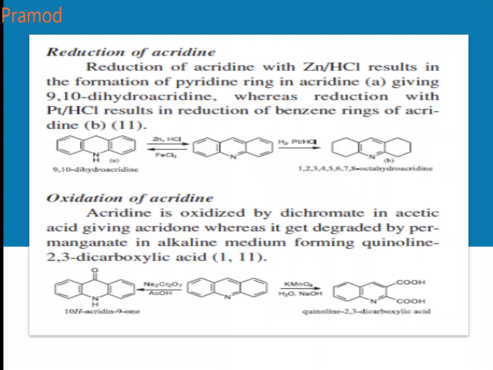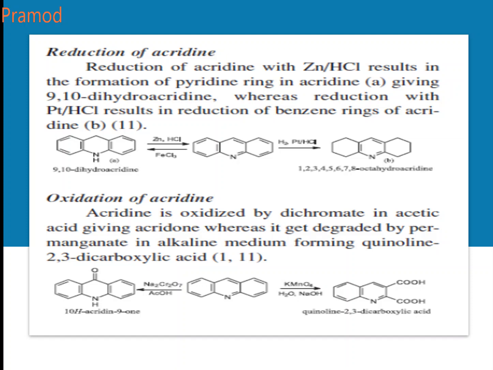If you want to see, when you use zinc and HCl, your acridine gets converted into 9,10-dihydroacridine, and when you treat it with hydrogen and platinum, you get 1,2,3,4,5,6,7,8-octahydroacridine. Your benzene rings get reduced when you treat it with platinum and hydrogen gas. So reduction of acridine with zinc and HCl results in reduction of the pyridine ring in acridine, giving 9,10-dihydroacridine, whereas reduction with platinum and hydrogen gives reduction of the benzene rings of your acridine.